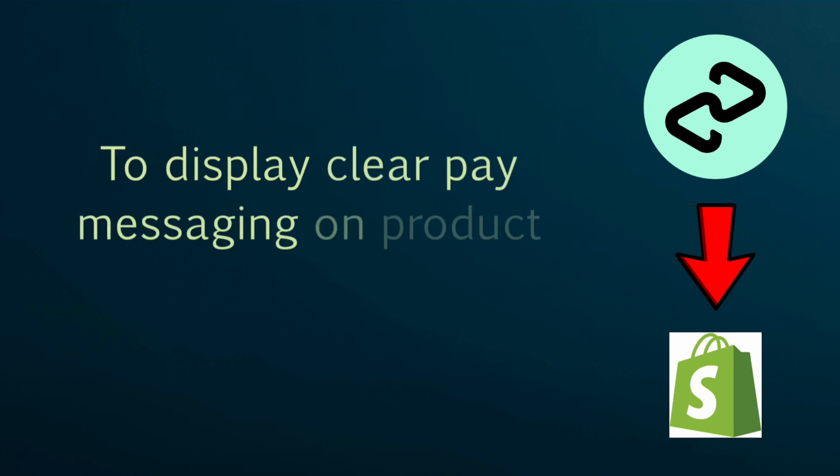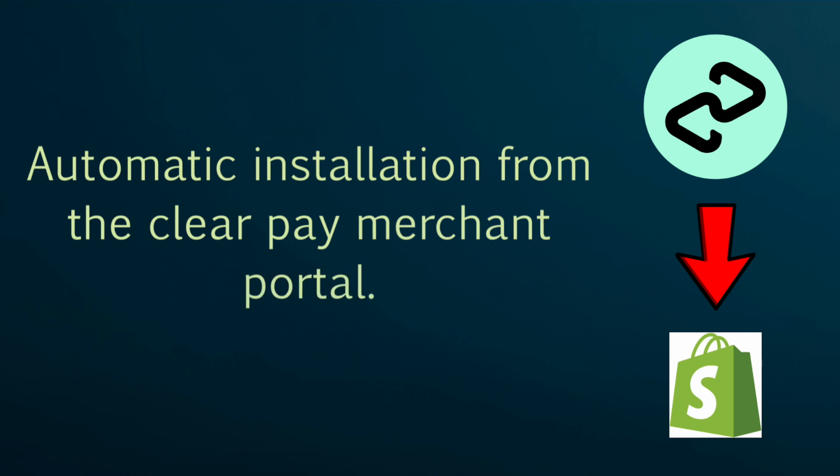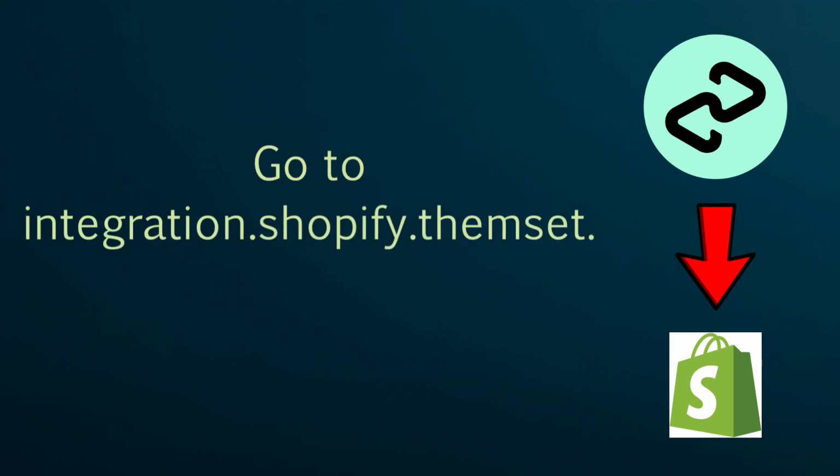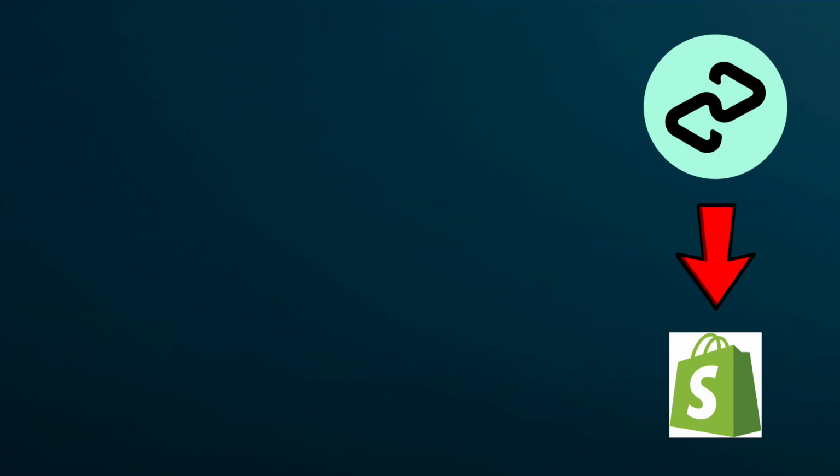Add Clearpay messaging to product pages. To display Clearpay messaging on product pages, use automatic installation. From the Clearpay merchant portal, go to Integration, Shopify, Theme Setup. Select your theme and authorize the installation.